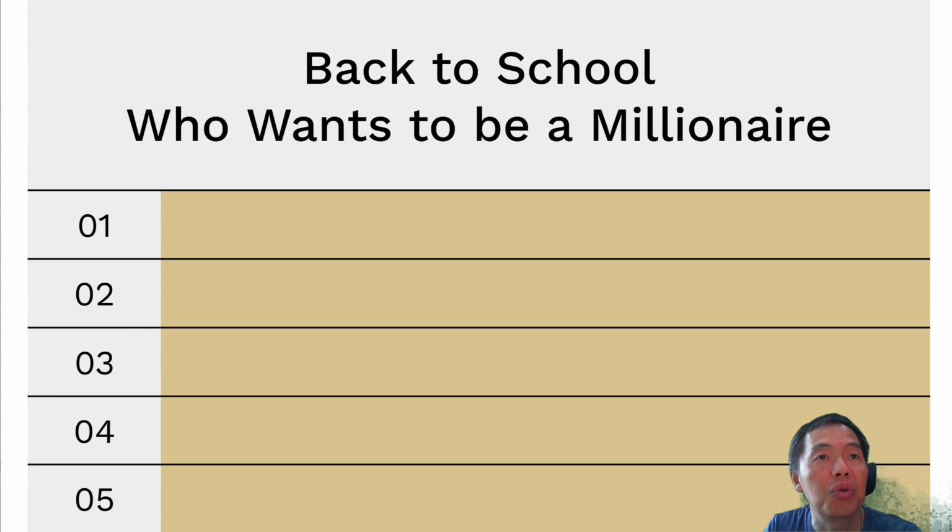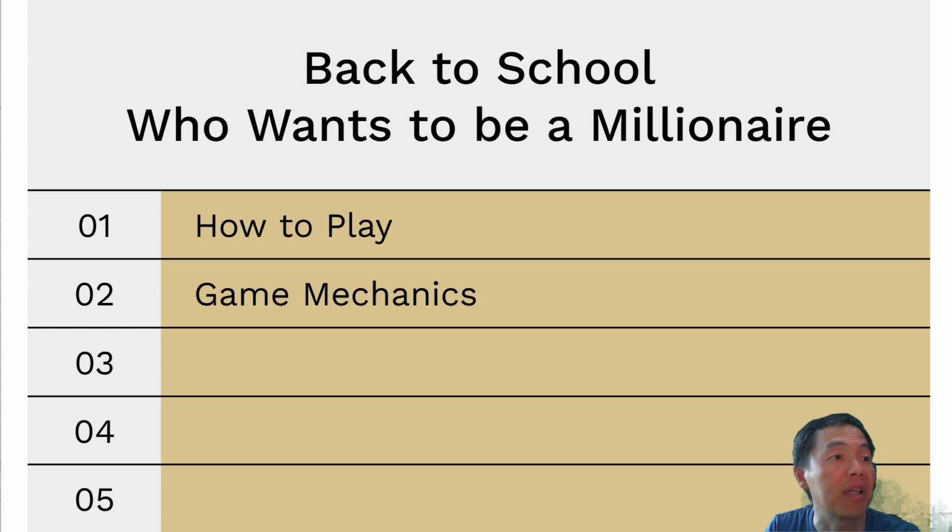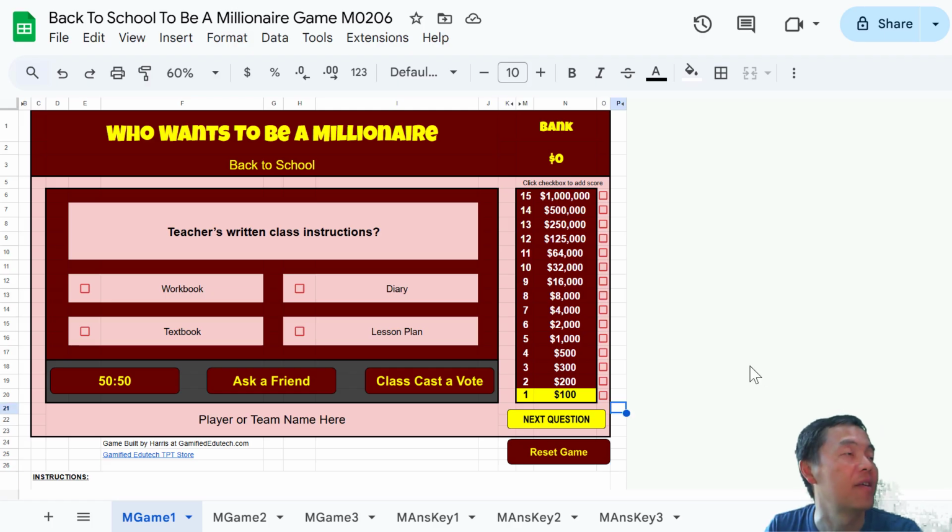Alright, so let me show you how to play, and then a few game mechanics. And then we'll come back to this slide to go through the next steps. So here is the Who Wants to Be a Millionaire worksheet. It's built on top of Google Sheets, and it uses the scripts within Google Sheets so that it will allow you a richer gameplay.